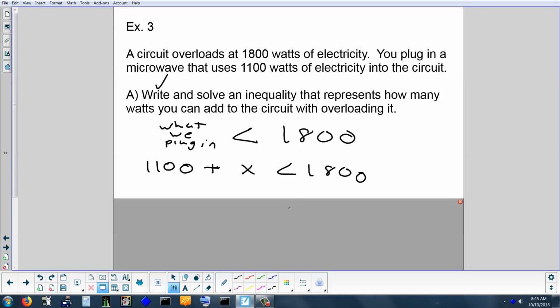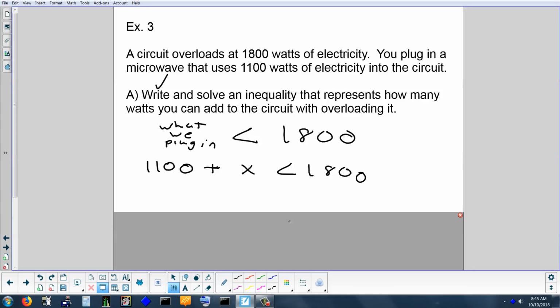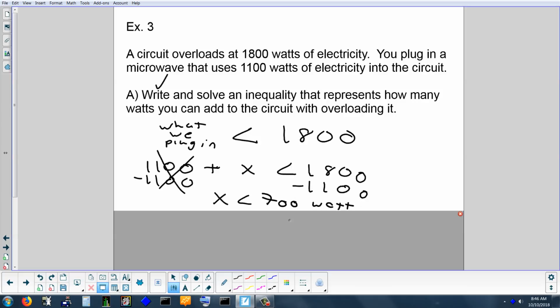Now we need to solve. How would I solve that inequality to figure out what X is? Donovan? Subtract 1100. So subtract 1100 from both sides. And I get that X, which is whatever else I plug in besides the microwave, has to be less than 700 watts. So I'm just going to label it watts. That means you can plug in however many more things you want, as long as it doesn't go over 700. So any questions on that?